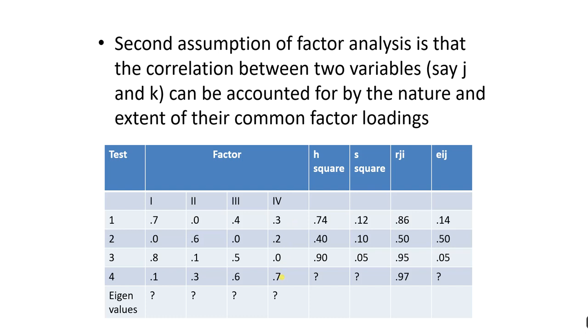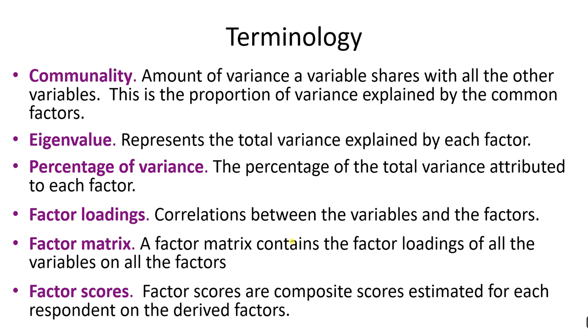So the correlation between two variables can be defined as the sum of the product of factor loadings of the given variables across factors. Suppose the given variables are 1 and 2, then what is the correlation of 1 and 2? It is the sum of the product of factor loadings of these two variables across the four factors. So you have now learned some of the basic terminology that will be used while discussing how to conduct factor analysis, how to interpret factor analysis. In the next slide, I have just summarized all these.